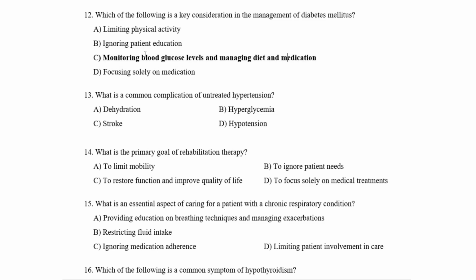Well, त्यसै गरी हामी क्वेशन नम्बर 13 मा हेरौँ त. What is a common complication of untreated hypertension? Option A मा रहेछ, dehydration. Option B मा रहेछ, hyperglycemia. Option C मा रहेछ, stroke. Option D मा रहेछ, hypotension.